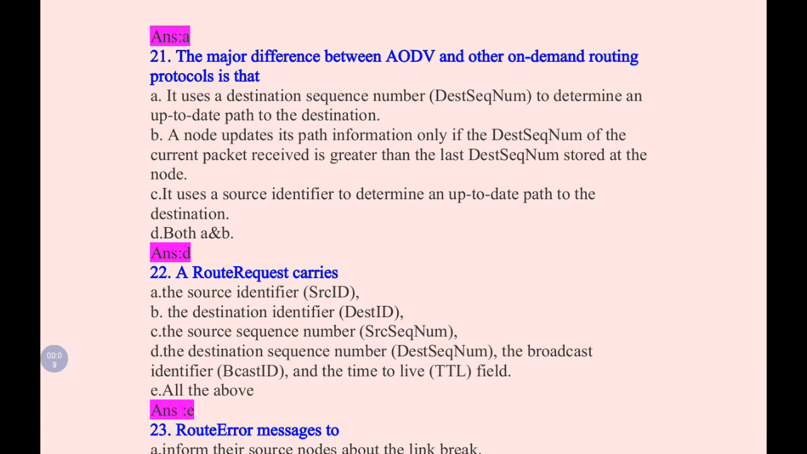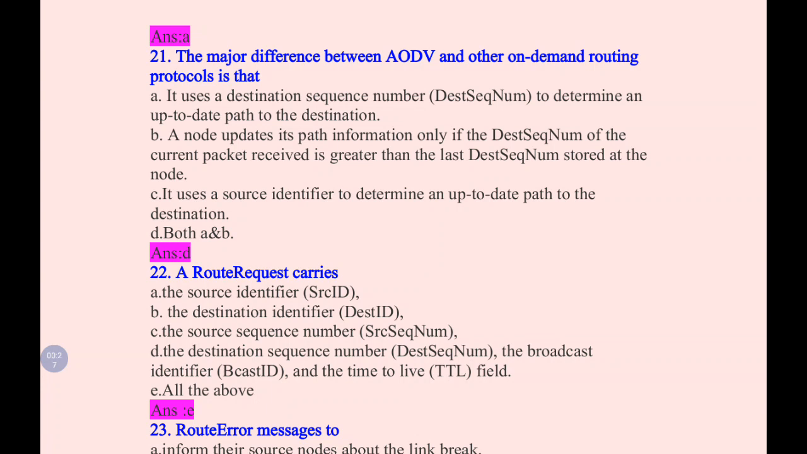So then the question number 21, the major difference between AODV and other on-demand routing protocol is that. So here first of all you should know the AODV and other on-demand routing protocols' characteristics. So here it is listed for.